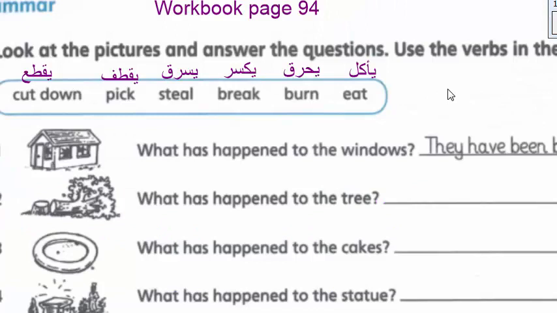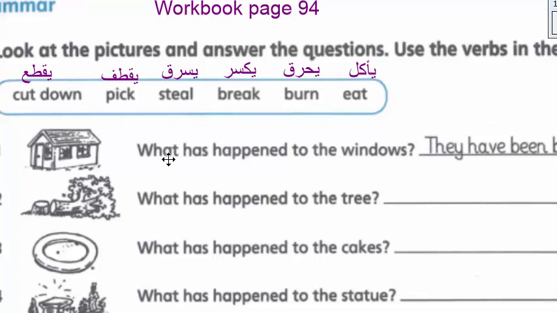Now let's move on to your workbook, page 94, in order to continue talking about the present perfect passive rule. Exercise 1. Look at the pictures and answer the questions. Use the verbs in the box. Look at the first one. Here we have the verbs that you are going to use, but they are written in verb 1. So you have to change them all into verb 3.